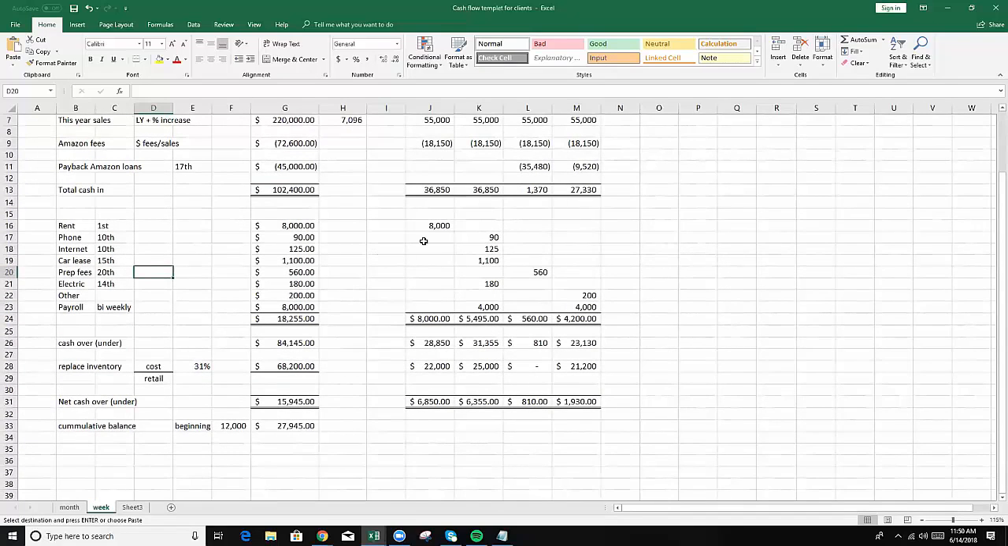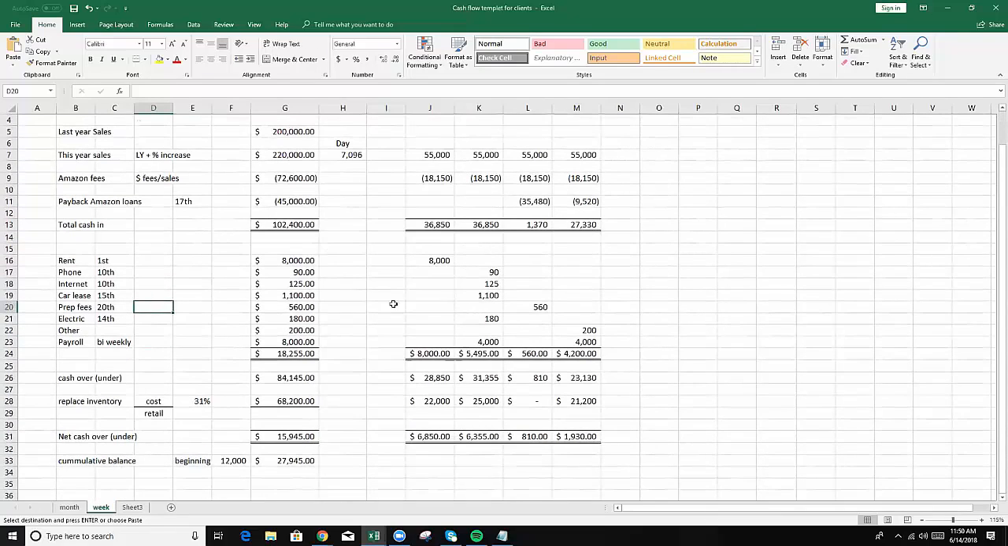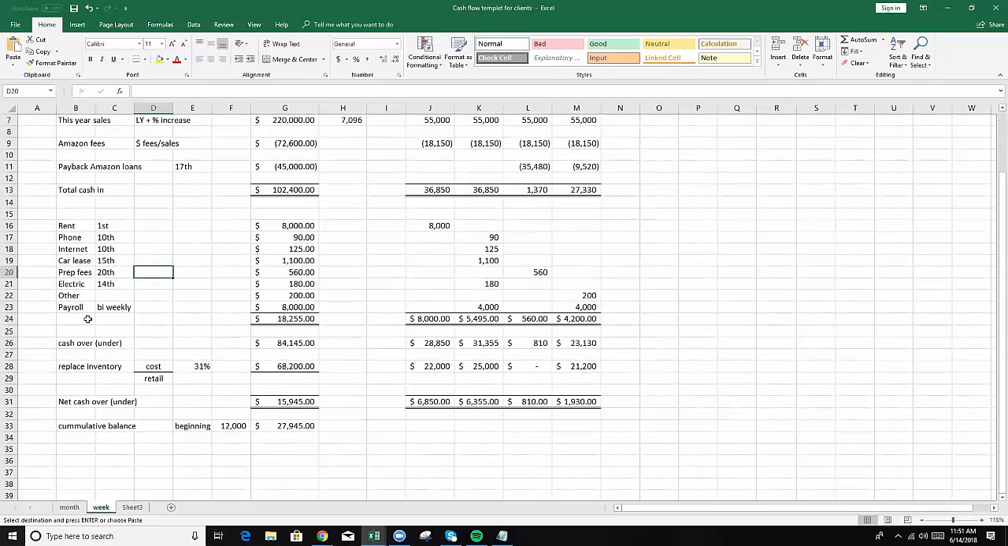So then you can look at your bills. You know that the rent is due on the 1st, right? So you put it in the first column. The phone bill happens to be due on the 10th. So you put it in that column. See that? You just look at the bill and you know when it's due, and you put it in that column. The payroll is bi-weekly and it's on that week and that week.